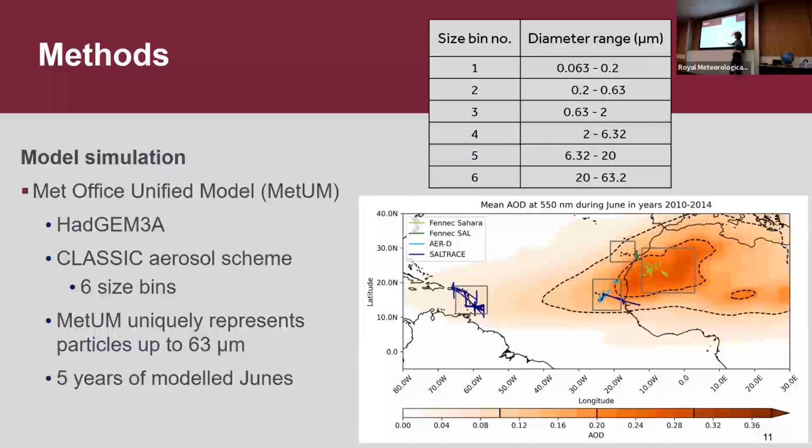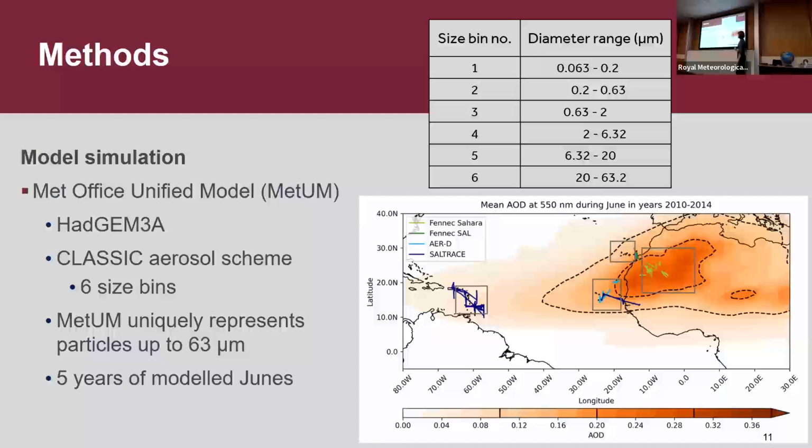And I'm using the old scheme because currently the new scheme is not up to scratch yet on dust. I think all of the aerosols in the MET-UM at the minute use the new scheme. Dust didn't quite work out in that, so they're still using the old classic scheme, which has these 6 size bins, which are up here, which go all the way from 0.06 microns up to 63 microns.